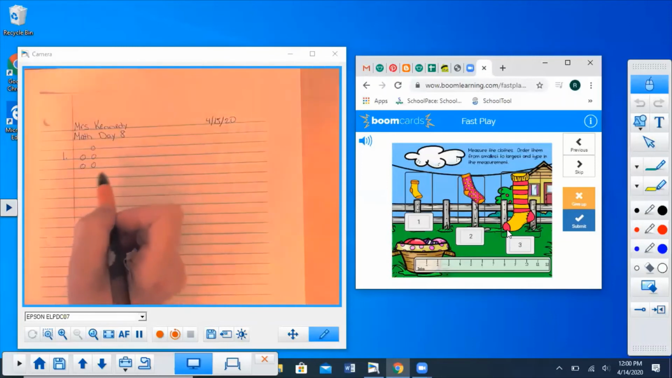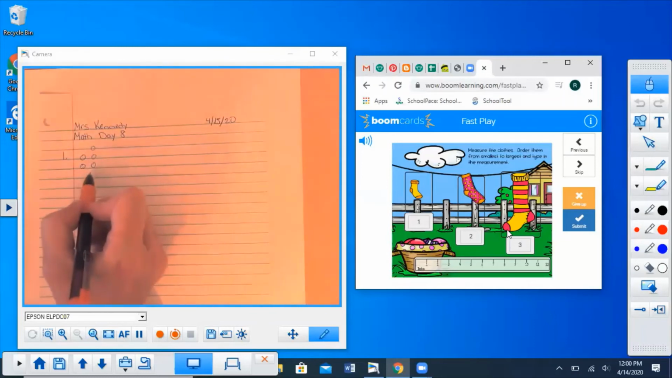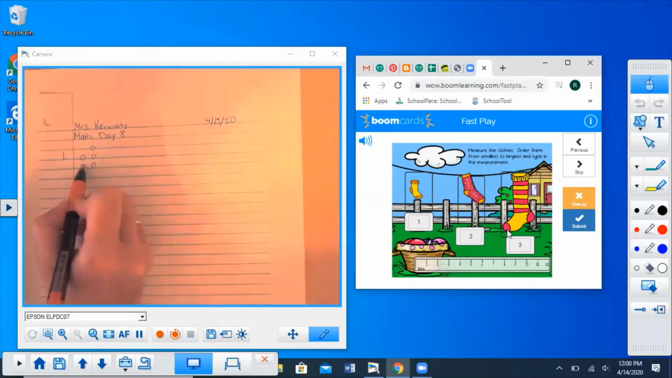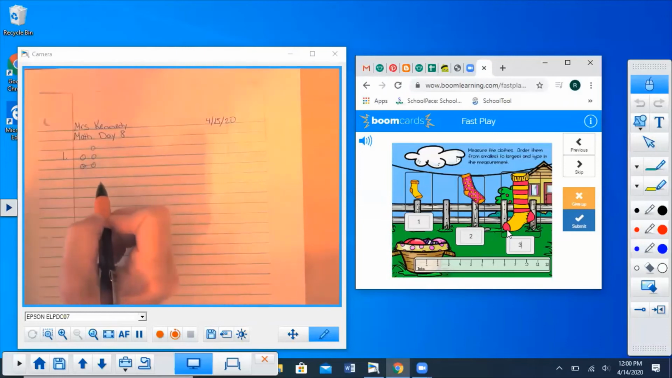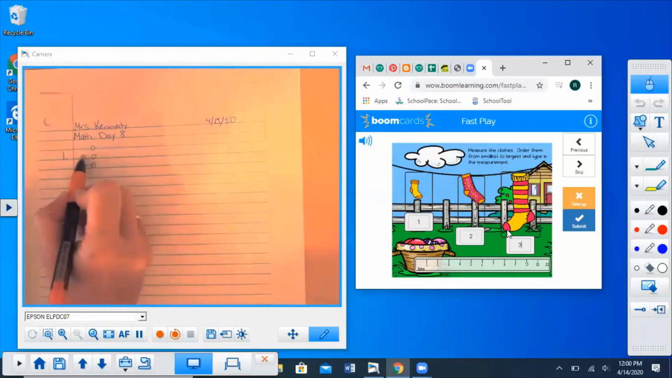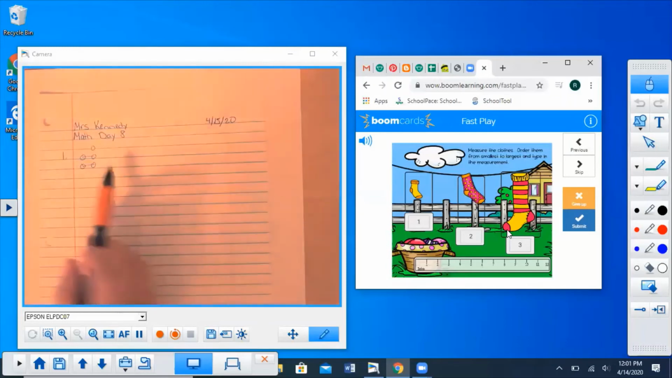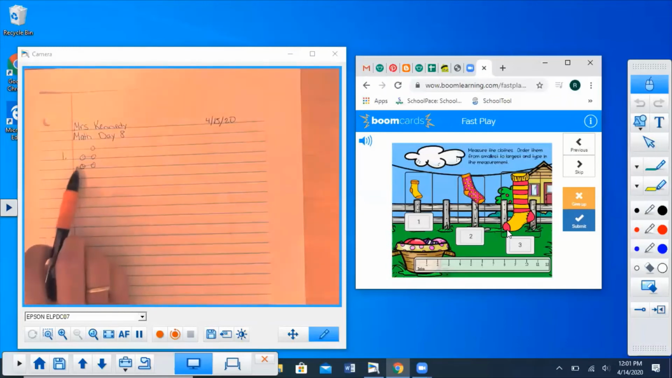All right, so now we're going to compare them. Do they both have 1? You got it, so draw the line across it. They both have 2? Excellent. Did they both have 3? No, they don't. The stripe sock has a 3rd one, but the polka dot sock doesn't.